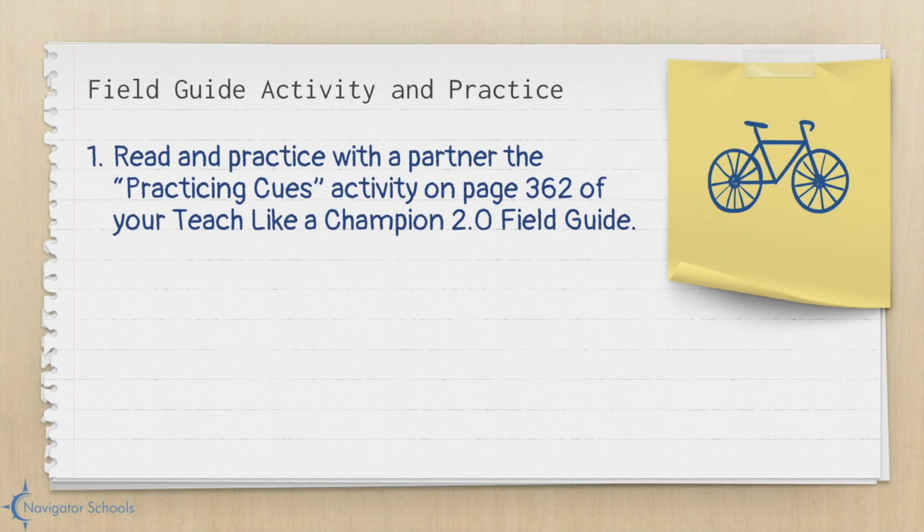For your practice session, read and practice with a partner the Practicing Cues activity on page 362 of your Teach Like a Champion 2.0 field guide. Have your partner be a student to respond as you practice the sample questions. Then switch. Pause this video to complete the activity. Now that you have finished practicing with your partner, share any insights you and your partner observed with your group.